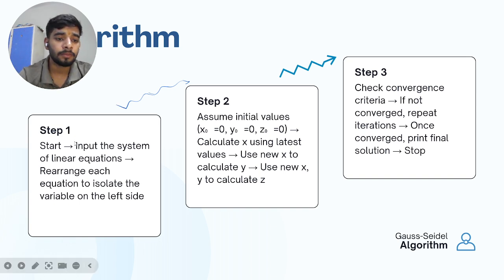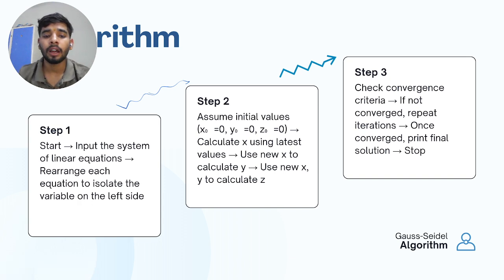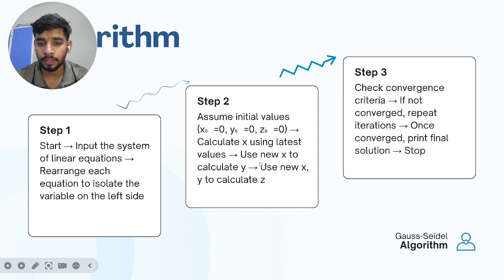The algorithm starts by taking the input system of linear equations and rearranging each equation to isolate the variable on the left side. In the second step, we take the initial guess and calculate x using the latest values. We use the new value of x to calculate y, and for calculating z, we use the new values of x and y both. In step 3, we check the convergence criteria. If not converged, we repeat the iterations. Once converged, we print the final solution.